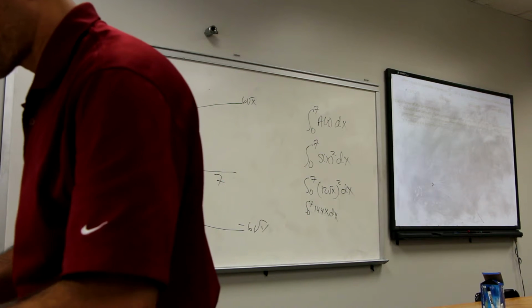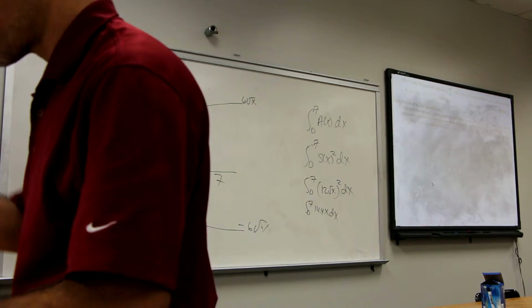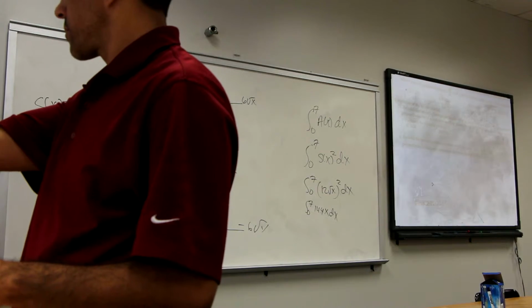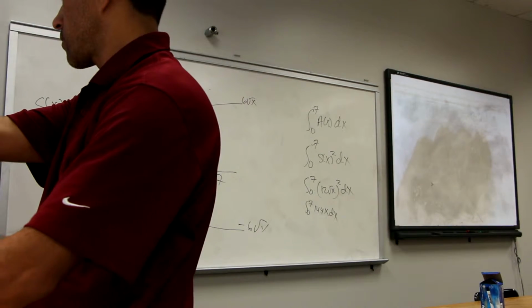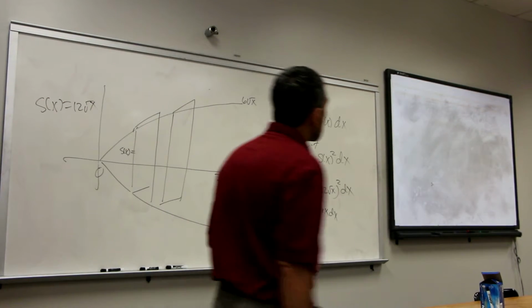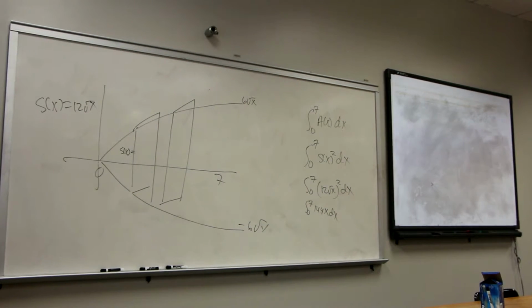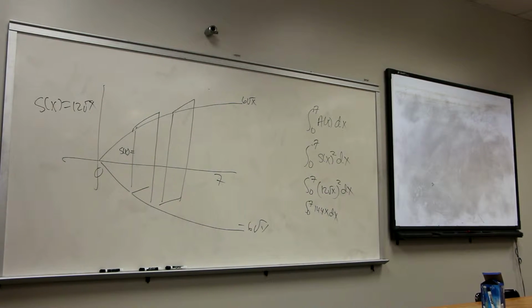Here, you can try this one. The solid lies between planes perpendicular to the x-axis at -1 and 1. The cross sections perpendicular to the x-axis are semicircles. So you need the dimensions of a semicircle, the diameter or radius. And it tells you how the diameter is changing, from y equals -√(1 minus x squared) to y equals √(1 minus x squared). Find the volume of that thing.